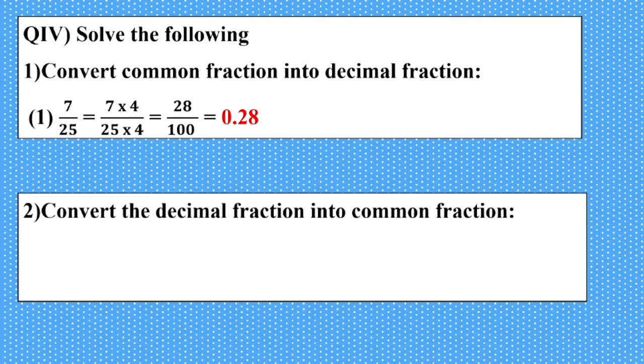The second one is: convert the decimal fraction into common fraction. So the question was 26.4. After the decimal 1 number is there, so the denominator will be 10. 0.04 means after the decimal 2 numbers are there, so the denominator will be 100.